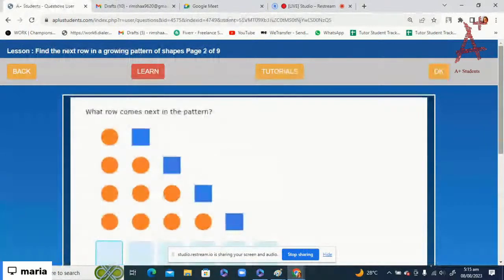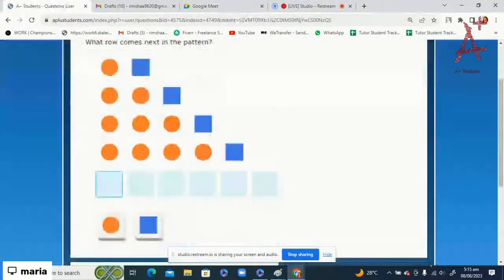Okay, let's do one more question. What row comes next in the pattern? Same thing. Think about it. One circle, one triangle. Sorry, not triangle, here is a square. In the first row, both have the same number. Now we just check which has greater. Does the circle increase or does the square increase? Here the squares are not increased. These are the same number. Only the circles are increased by adding one.